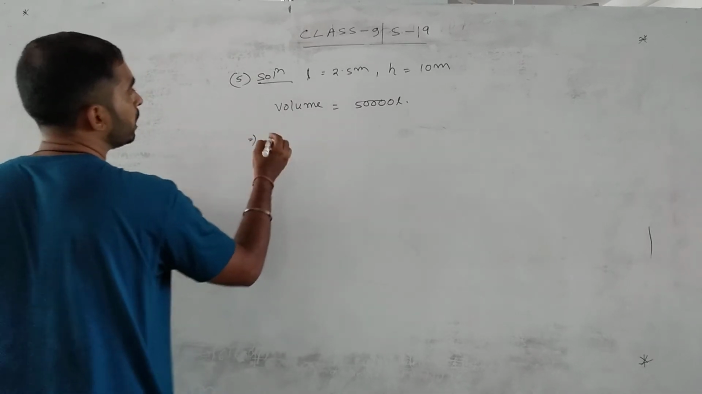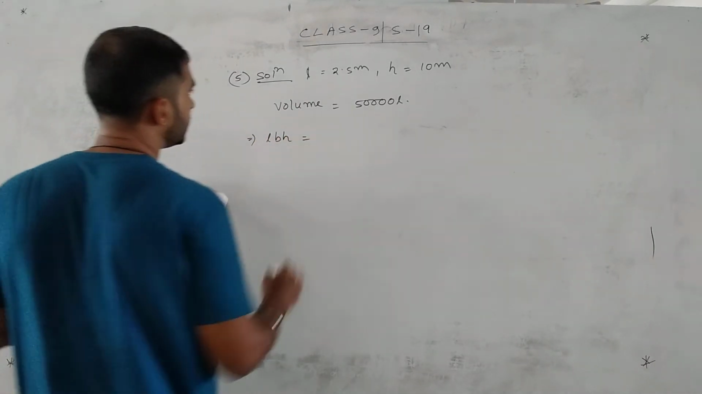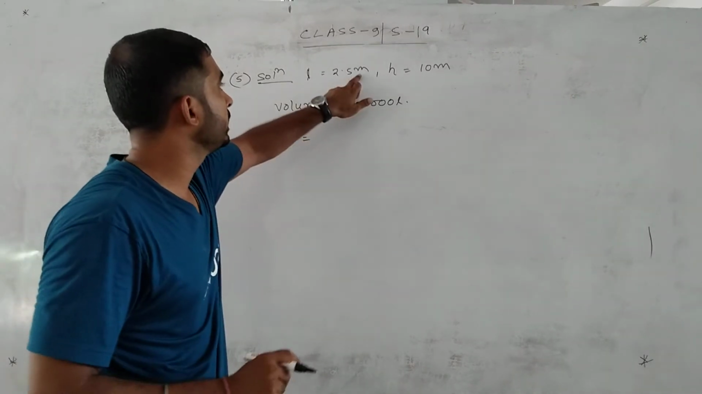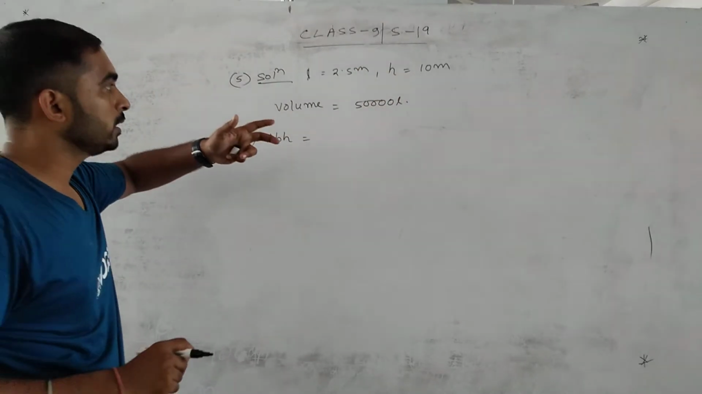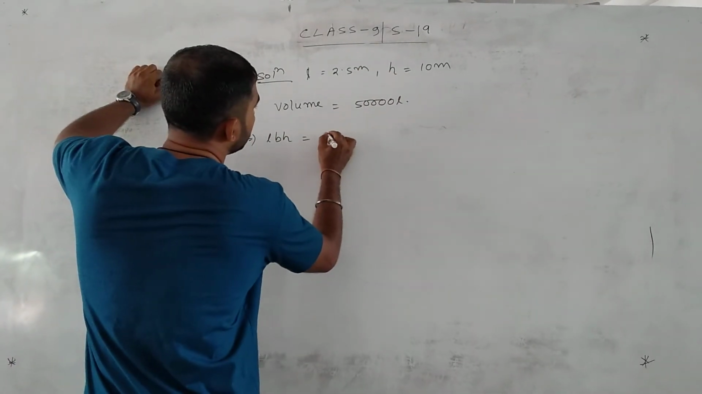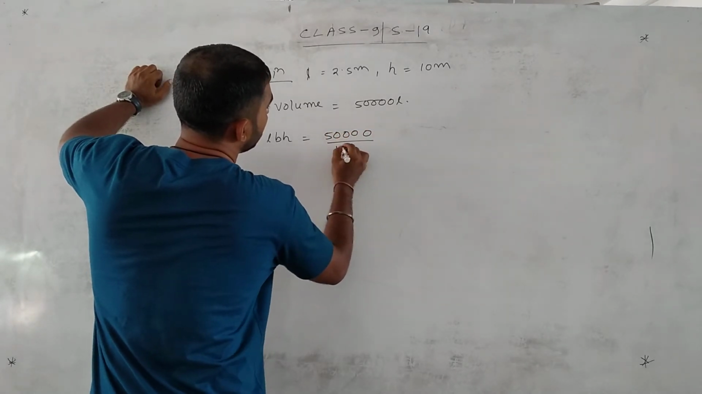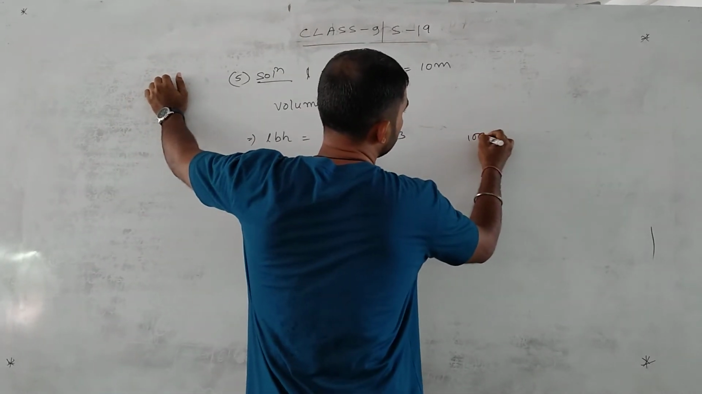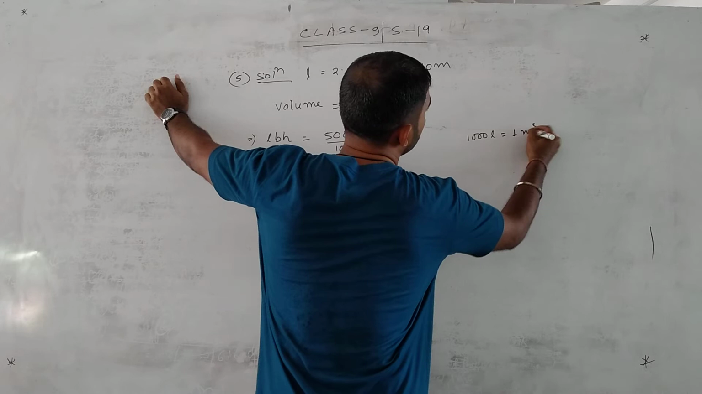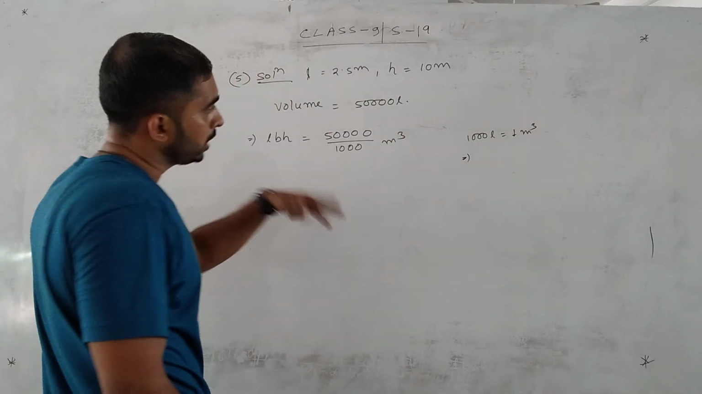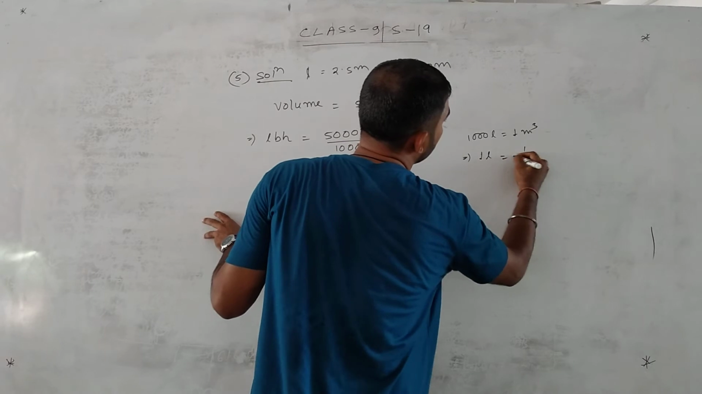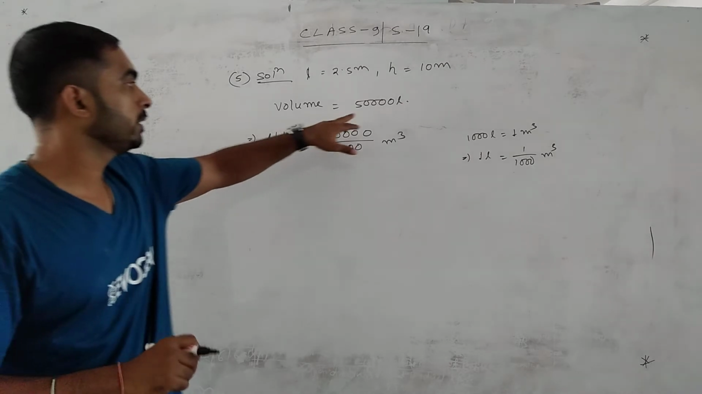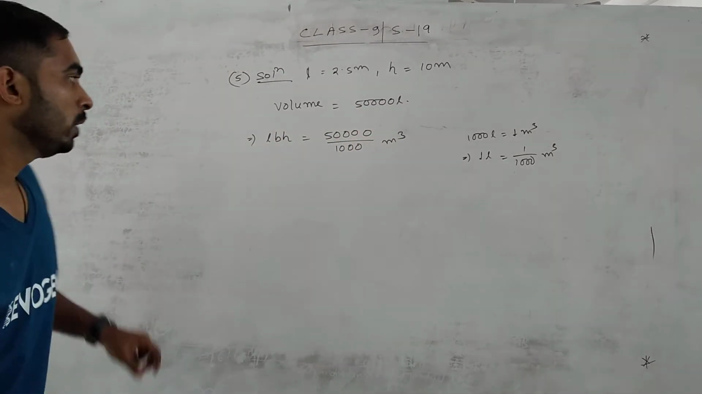So volume equal to LBH. LBH equal to 50,000. See here the unit given is liter, but the other units are given in meter. So to convert liter to cubic meter, do we multiply or divide? We have to divide by 1000. Why? As in question number 2 we mentioned that 1000 liter equal to 1 cubic meter. So 1 liter equal to 1 by 1000 cubic meter. So to convert liter to cubic meter, we have to divide the number by 1000.